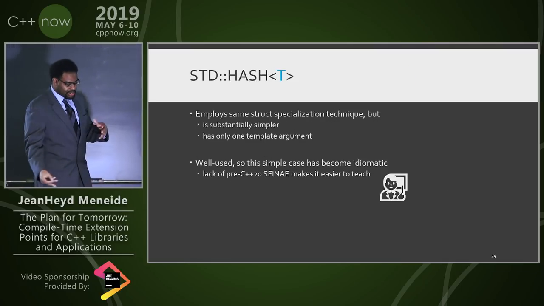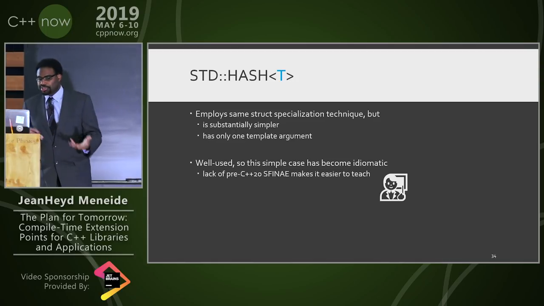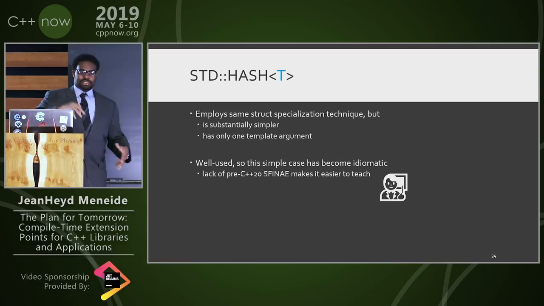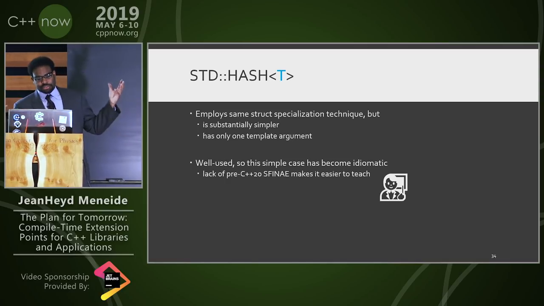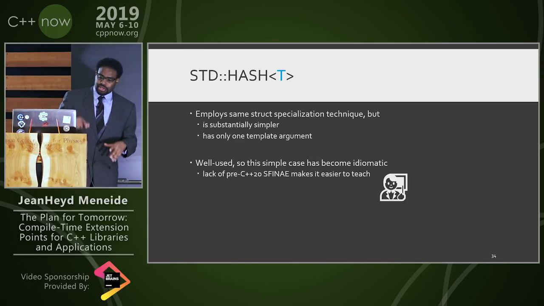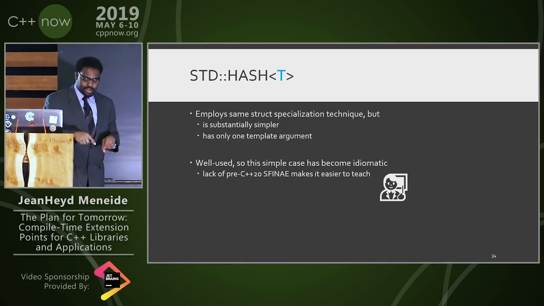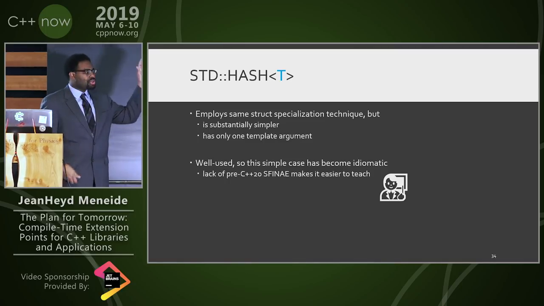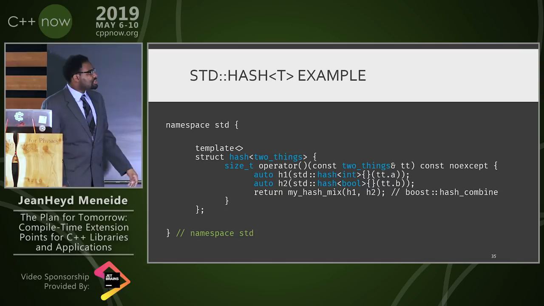So let's talk about another extension point that's a little bit simpler than the one we just talked about. This is std::hash. It employs the same struct specialization technique, but it's substantially simpler. That's very useful, because the lack of a SFINAE parameter meant that you could only match this strictly on certain types.